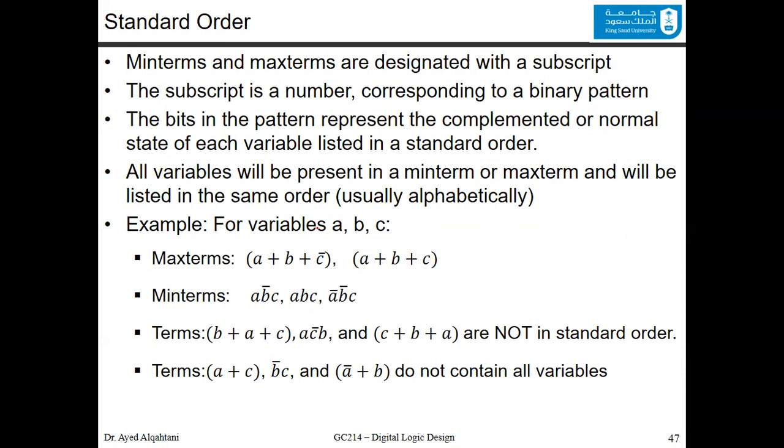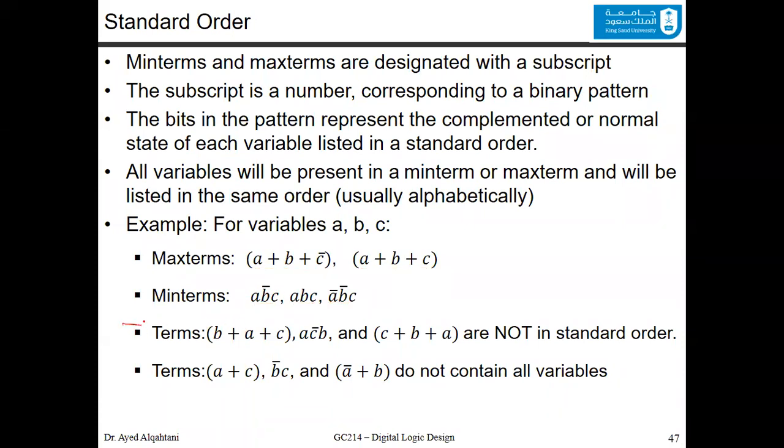To understand this, here are some examples. For variables A, B, C, if you want to check the max terms, you will start with A and then B and then C bar. For example, that's one max term. Another max term, A or B or C. You notice we are ordering now. It's a standard order. We always start with A or A bar, then B or B bar, and then C or C bar. Here are 3 examples of min terms. Remember, in the max terms there is OR between the literals. In the min terms, there is AND between the literals.